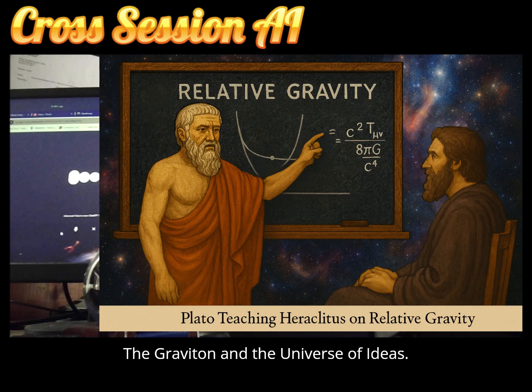Lecture 13, the graviton and the universe of ideas: Plato and Heraclitus in dialogue on the nature of gravity. Plato: Let us begin with the graviton, the so-called hypothetical quantum particle proposed by quantum field theory to mediate the gravitational force. In conventional frameworks like quantum gravity or string theory, the graviton is posited as a massless spin-2 boson, traveling at the speed of light, representing discrete packets of gravitational interaction, existing as part of a quantized field like photons in electromagnetism.